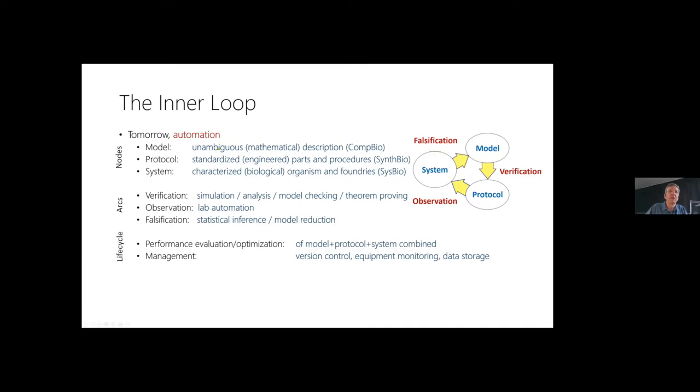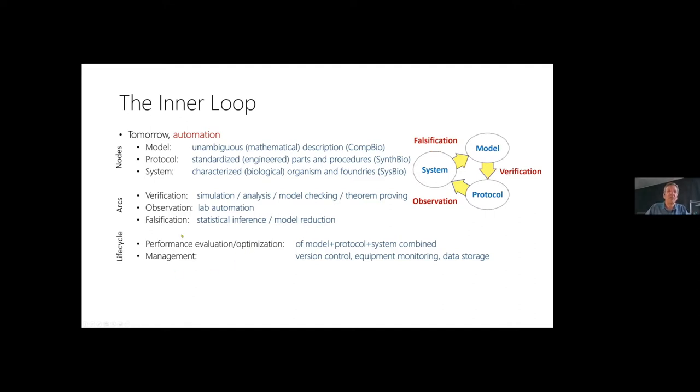For the models, we would like an unambiguous mathematical description, not a MATLAB script. This is done in computational biology, where languages like SBML to some degree try to achieve that. For protocols, we also want to standardize them and use engineered standard parts. This is really almost synthetic biology. For the systems, we want to characterize them properly, and so there are organized foundries that try to establish well understood cell lines that you can use and reuse over and over again. And for the arcs of this diagram, we want to use verification, observation, statistical inference, all these automated techniques. These are pretty much all done in software at this point.